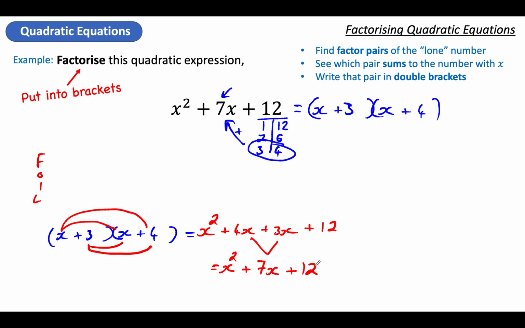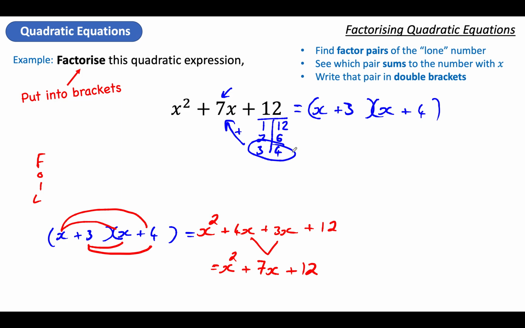Now, where did these numbers come from? The 12 came from when I expanded these brackets and I multiplied the two numbers together. So that's why I'm looking for a pair of numbers that multiplies together to make that number, that lone number, 12. And the number touching x, well, that came from adding the two numbers together, because I got 4x and 3x, and then I added them together to make the 7x when I simplified. That's why we need the same pair of numbers to add together to make the coefficient of x. So that's why it works.